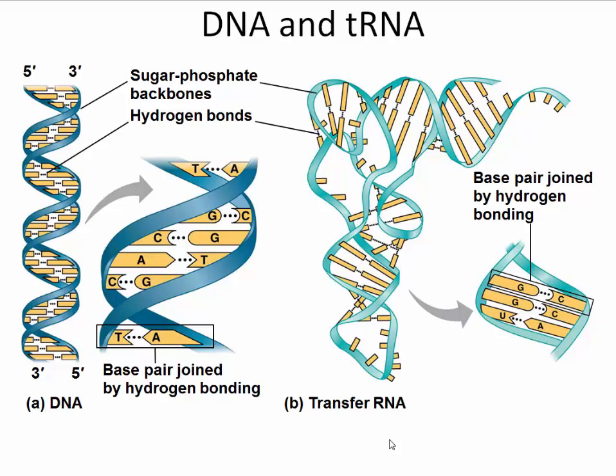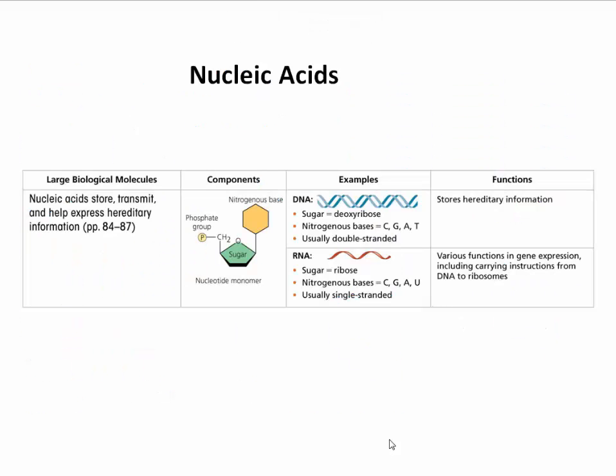And you can also say that tRNA, which is transfer RNA, is formed in a similar way. So to summarize, nucleic acids store, transmit, and help express genetic information. That's what they're for. They are composed of monomers called nucleotides, where there's a phosphate group, a sugar, and a nitrogenous base. There are two examples, DNA and RNA. DNA stores hereditary information. RNA, generally speaking, is just carrying instructions from the DNA to the cytoplasm to construct the protein that is needed.